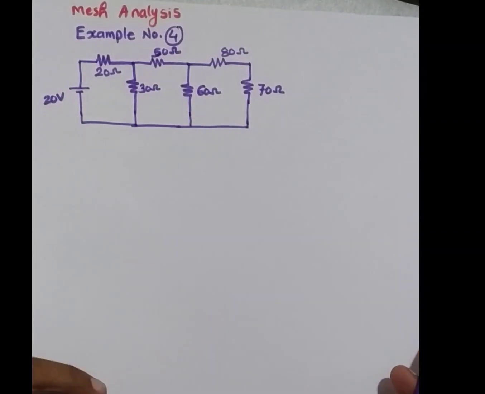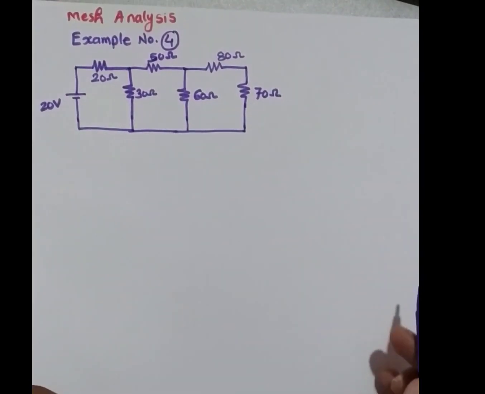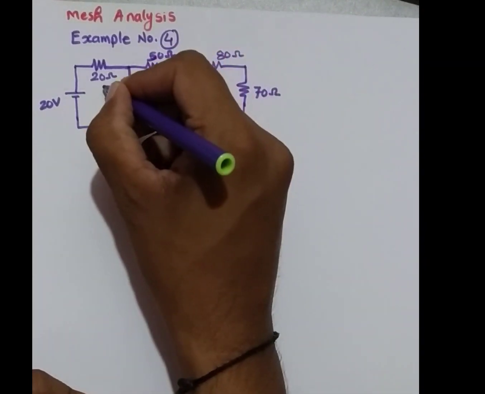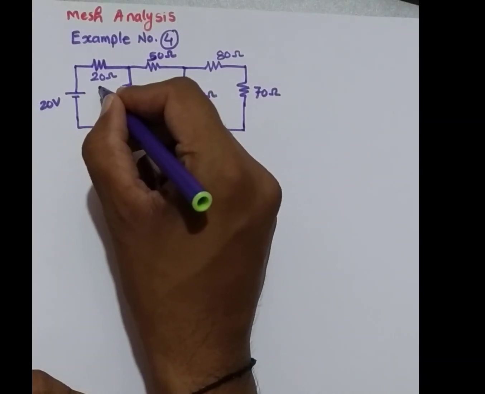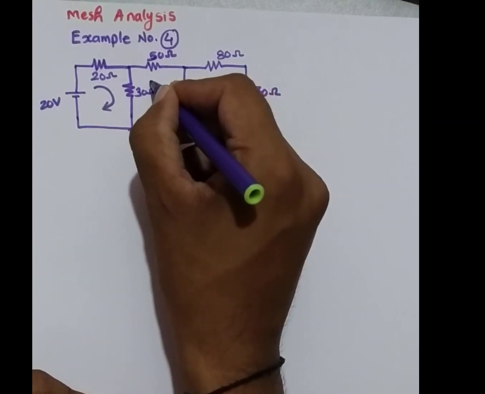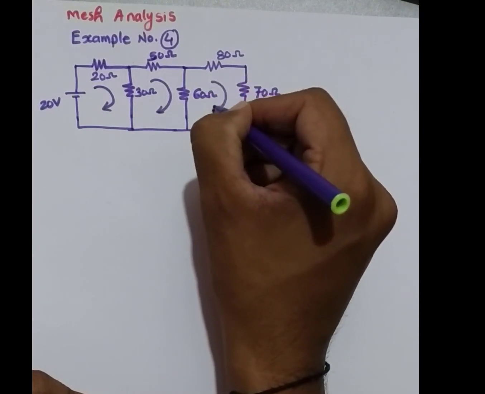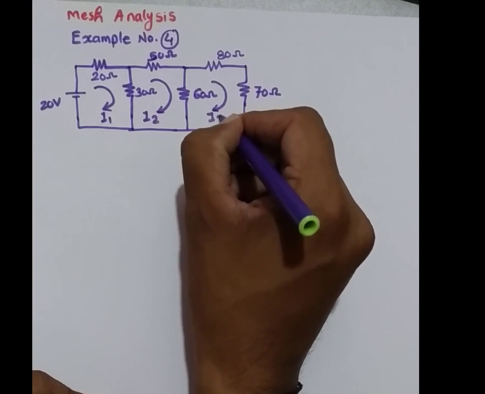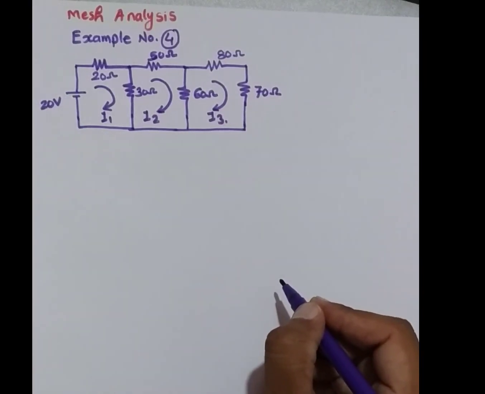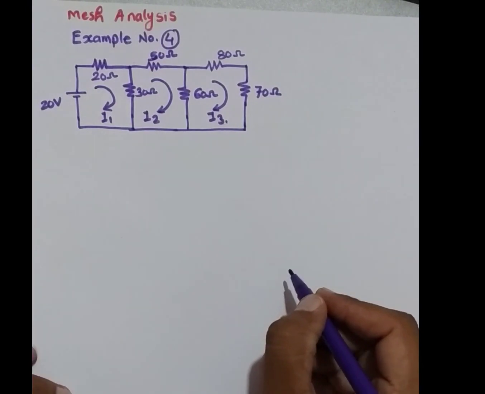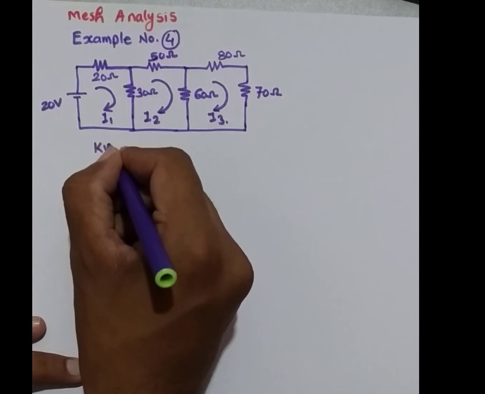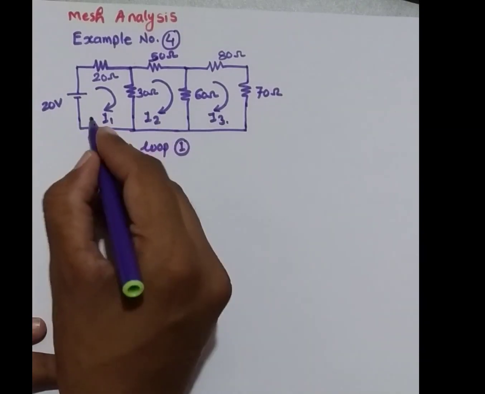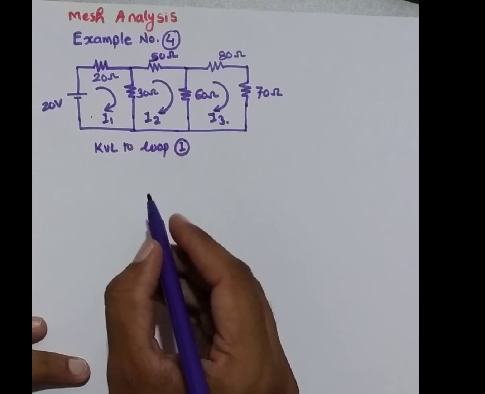Hello friends, in this lecture we are going to see how to apply mesh analysis to 3 loop circuits. Let us assume the current directions in a clockwise direction. Now let us apply KVL to loop number 1.